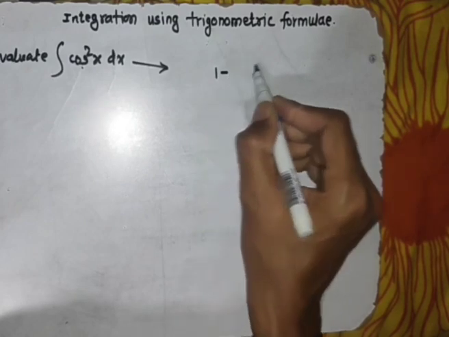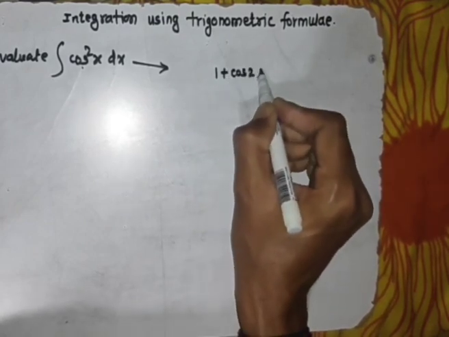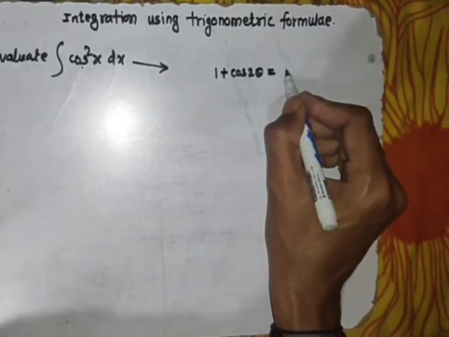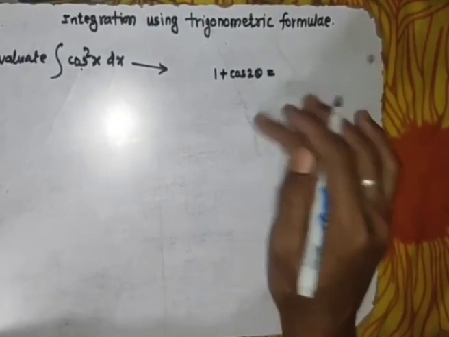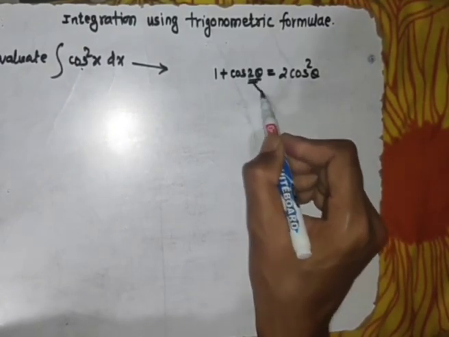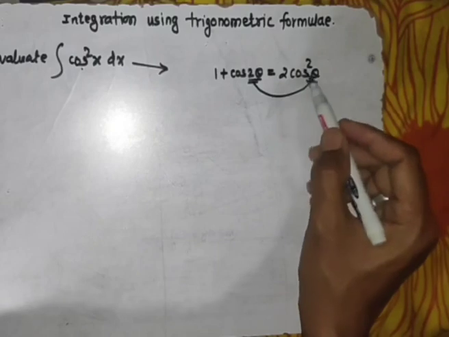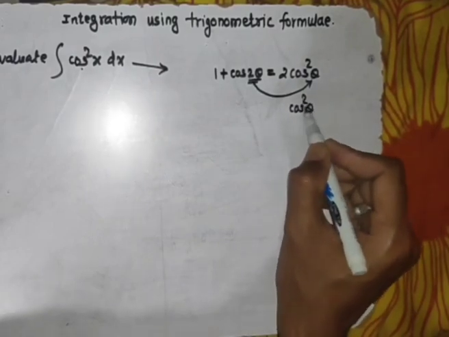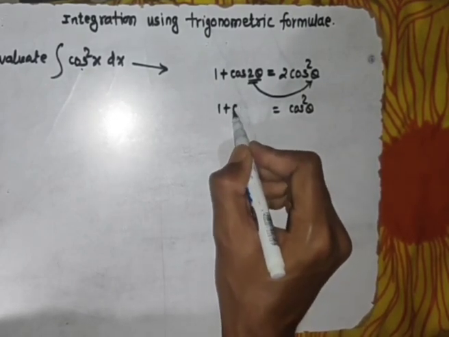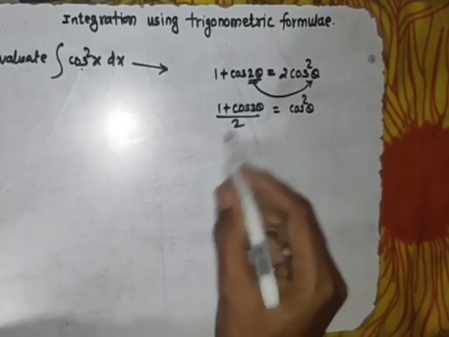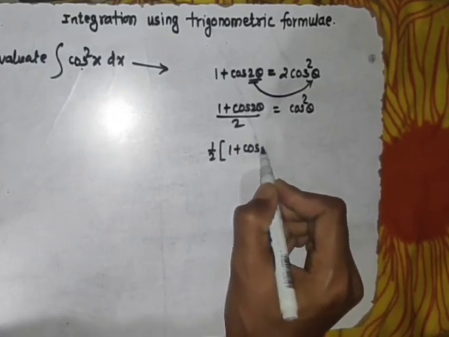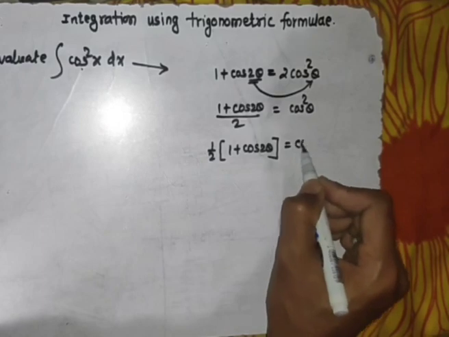1 plus cos of 2 theta. Such a formula is there, 1 plus cos 2 theta is nothing but 2 cos square of theta. The relation here is that a double angle converts to a single angle. From this we can find the value of cos square of theta. Shifting this 2 to the left-hand side, this gives us 1 plus cos 2 theta divided by 2, or rearranging these terms we can write 1 by 2 into 1 plus cos of 2 theta. This is equal to cos square of theta.